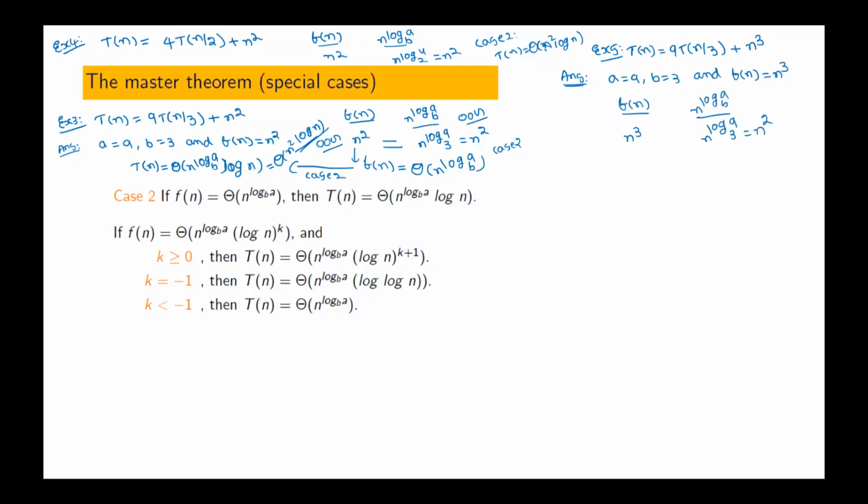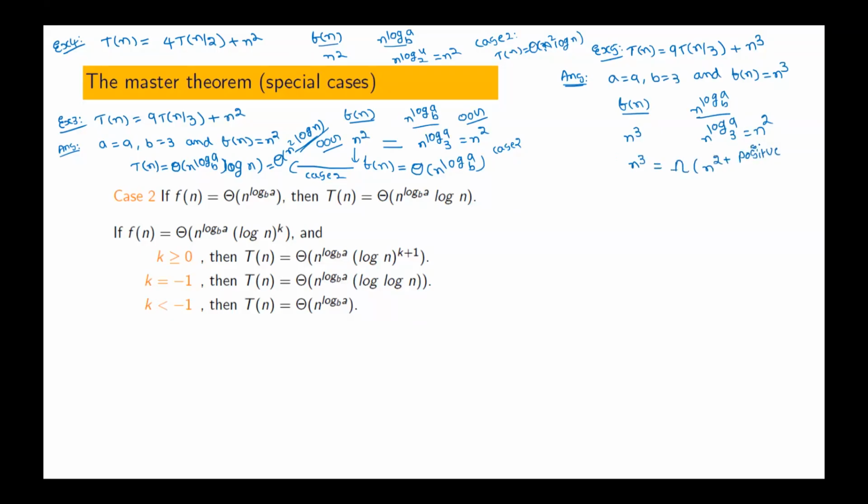Now tell me whether the order of growth of n cubed is more, less, or equal: more than n square, equal to n square, or less than n square? More than n square. So that means n cubed, is it possible to write it as big omega of n power 2 plus some positive value?